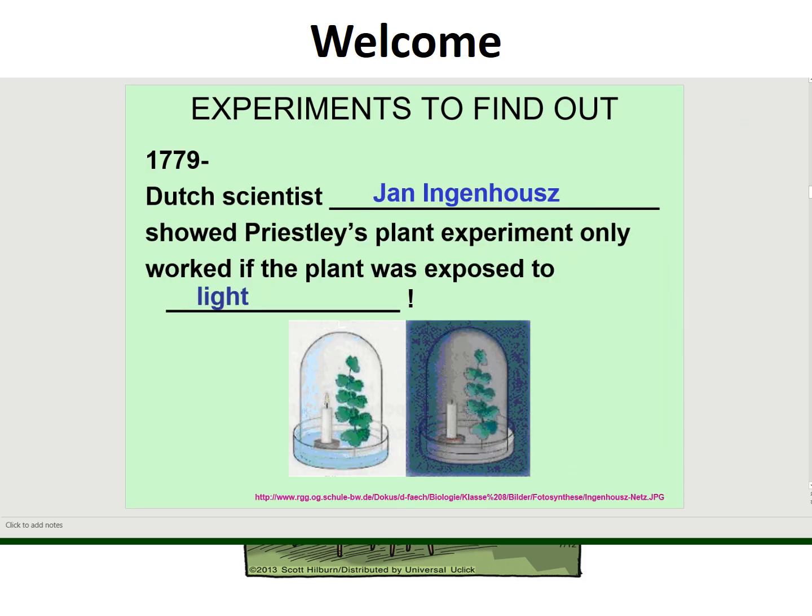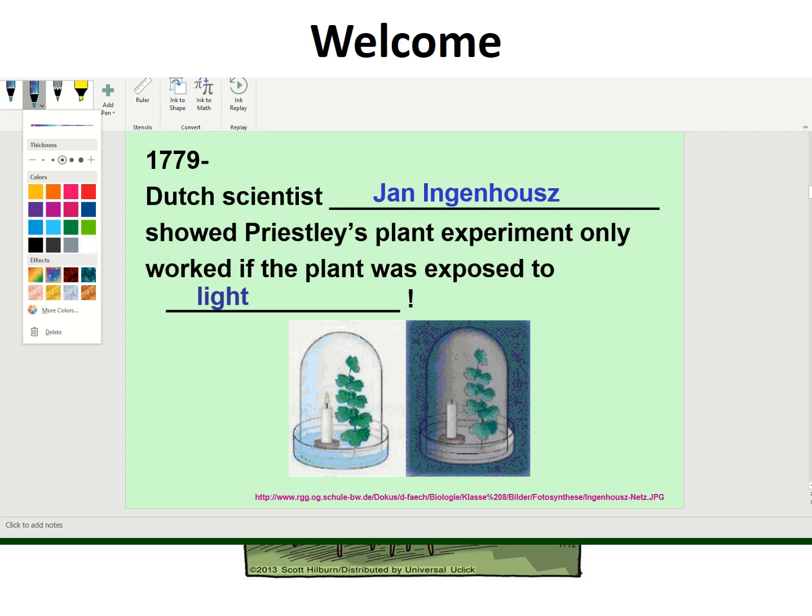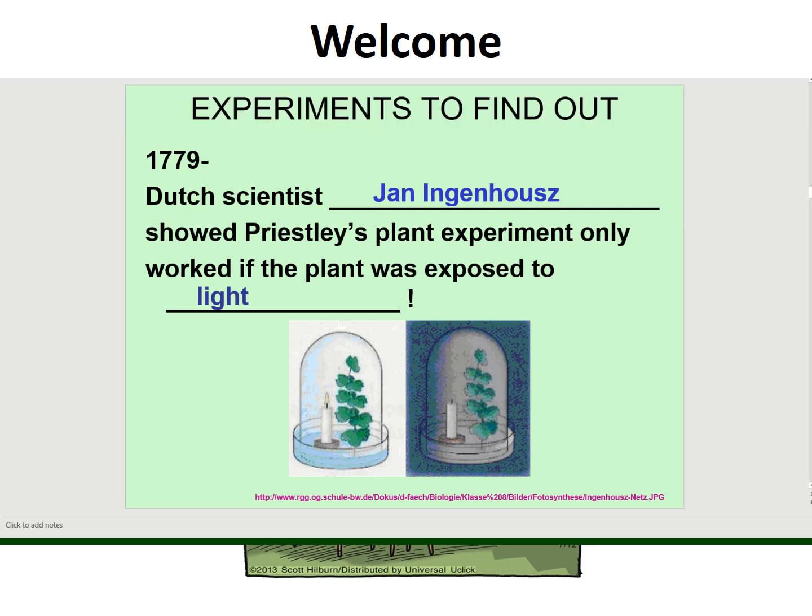In 1779, so a few years later, Dutch scientist Jan Ingenhousz showed Priestley's plant experiment only worked if the plant was exposed to light. Now we know. That's why it's called photosynthesis, guys, because we know that it needs the sun. But did you know that someone had to actually make these experiments so that we can know that this is called photosynthesis?